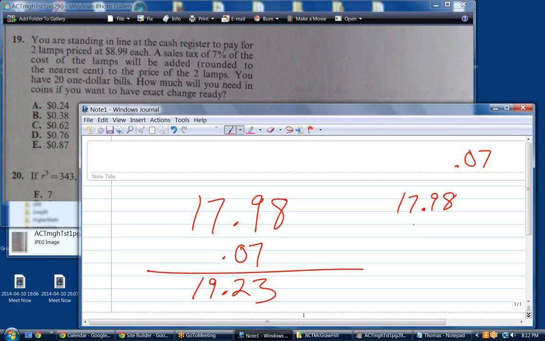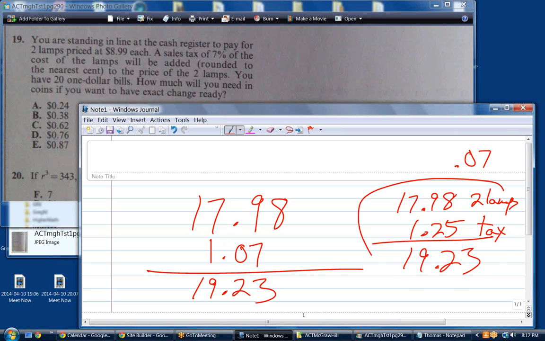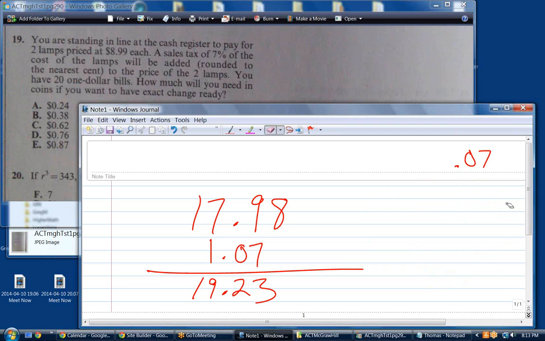It's 1.25. Now notice that that's the tax, right? Mm-hmm. That's the 2 lamps. Oh, so that's what you would add on. Exactly. That will add to 19.23. In other words, multiplying by 0.07 and adding it to that is the same as multiplying by 1.07. Well, which is easier? This is 2 steps. This is only 1 step. So we would multiply by 1.07. Now, we're not done yet. This is a fairly tricky problem.